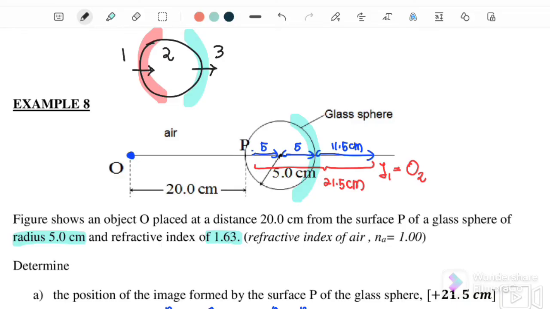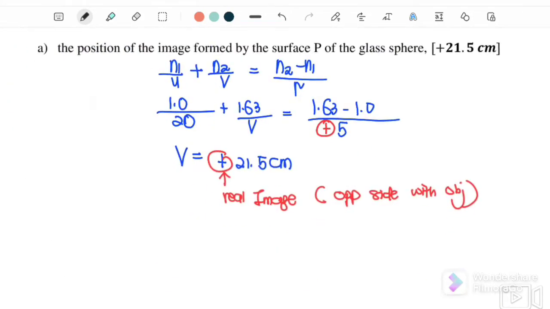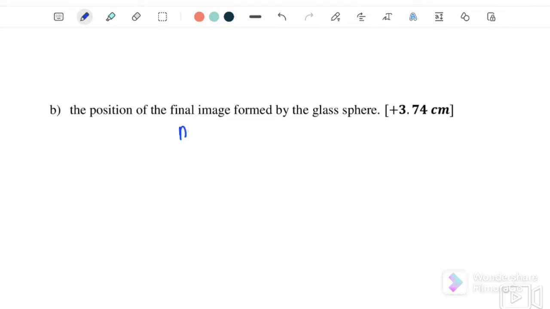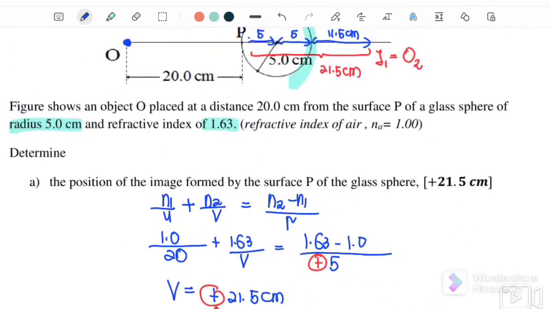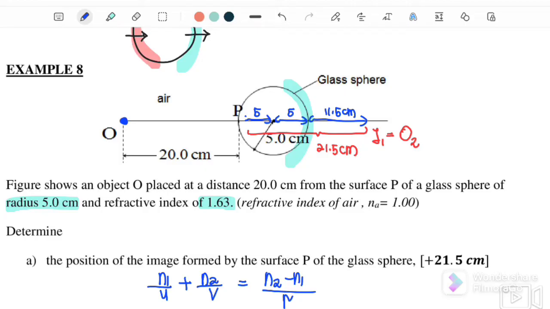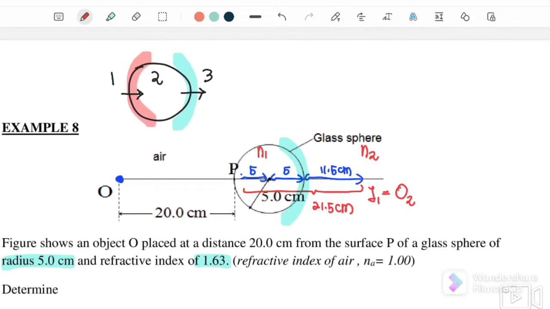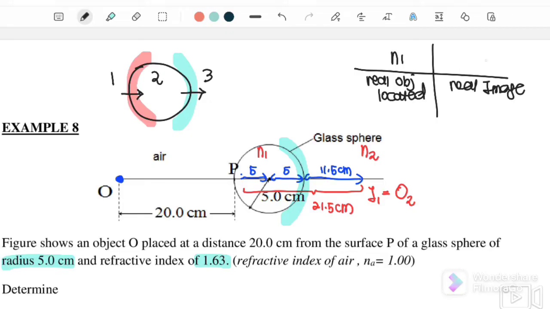Now our equation is similar, we will use N1 over u plus N2 over v equals N2 minus N1 over the radius. Because we are going from glass sphere to air, N1 is actually the glass sphere and N2 is the air. As I mentioned just now, usually N1 is the medium where the real object is located. So if the real object is at N1, the real image will form at N2.